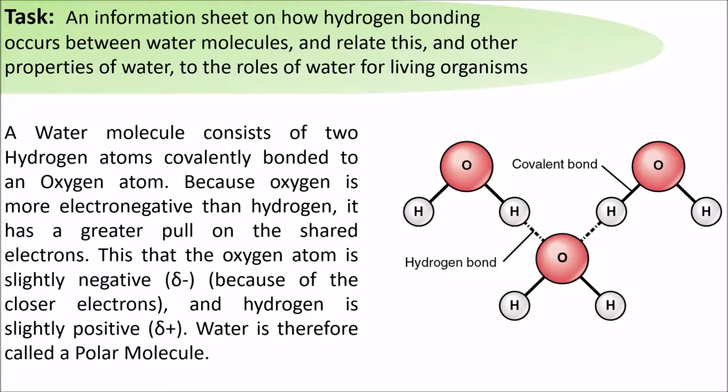A water molecule consists of two hydrogen atoms covalently bonded to an oxygen atom. Because oxygen is more electronegative than hydrogen, it has a greater pull on the shared electrons. This causes the oxygen atom to be slightly negatively charged because the electrons are close to it, and therefore the hydrogen atoms to be slightly positively charged. Therefore, we can refer to water as a polar molecule.